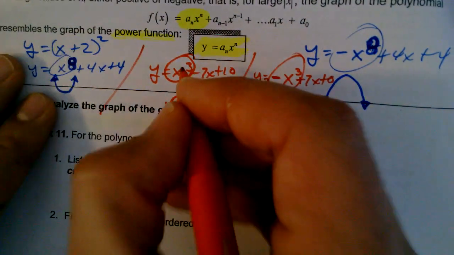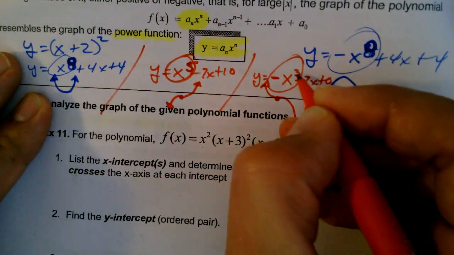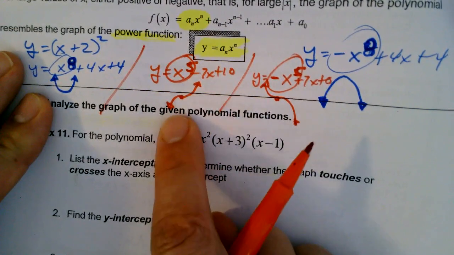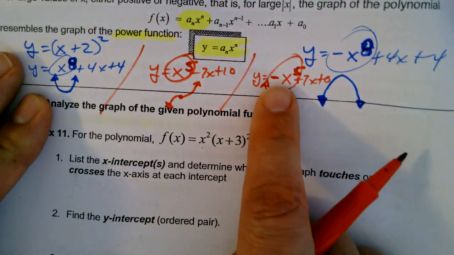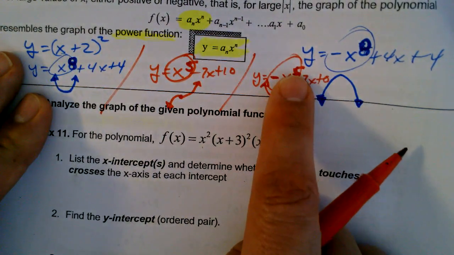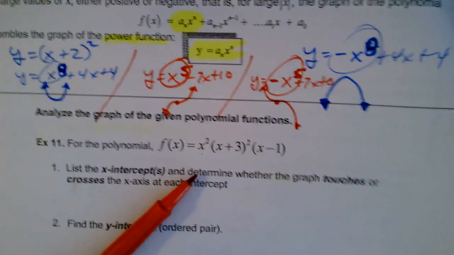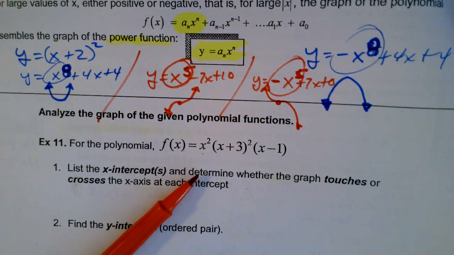And that holds true for any odd degree. So if the degree instead of cubed is the 5th power, it's going to follow up to the right, down to the left. If it's negative x to an odd power, it's going to be down to the right, up to the left. So you really have 4 choices.